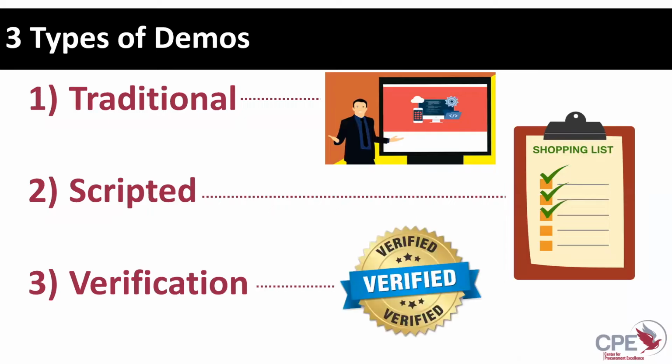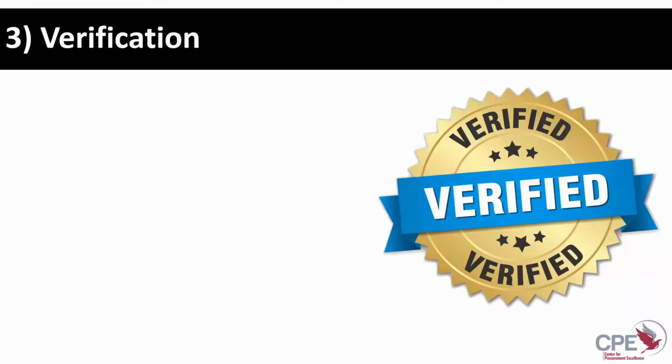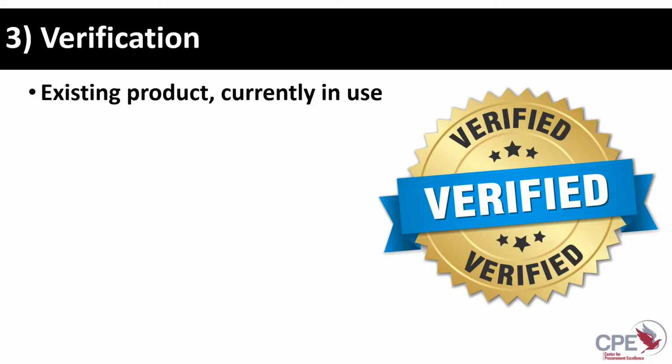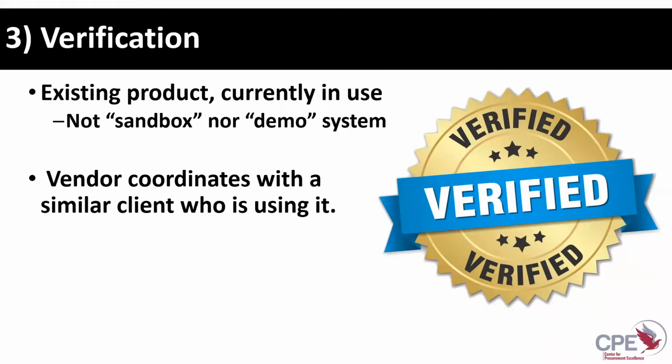Then the third is what we call more of a software verification rather than a demonstration. And in all its glory, basically what this would be is you're requiring the vendors to show you an existing product that's currently in use. So don't bring us the demo system. I want to see the real deal that's functioning at a current client right now, not a sandbox system, not a demo system. You require that the vendors coordinate with a similar client who's currently using that product. So you're saying specific product and version to what they're selling you, or as close as they possibly can get, and disclose to you that it's not the exact same thing. That's ultimately what you're going for here.